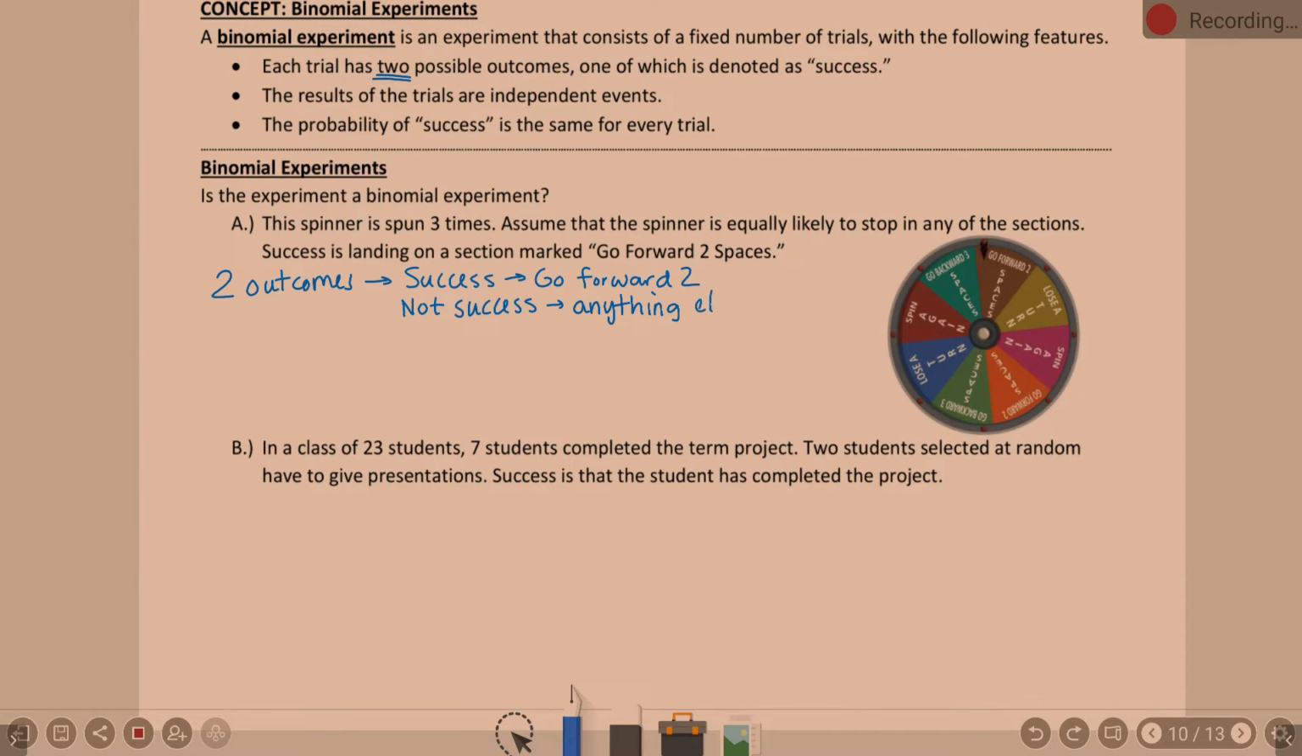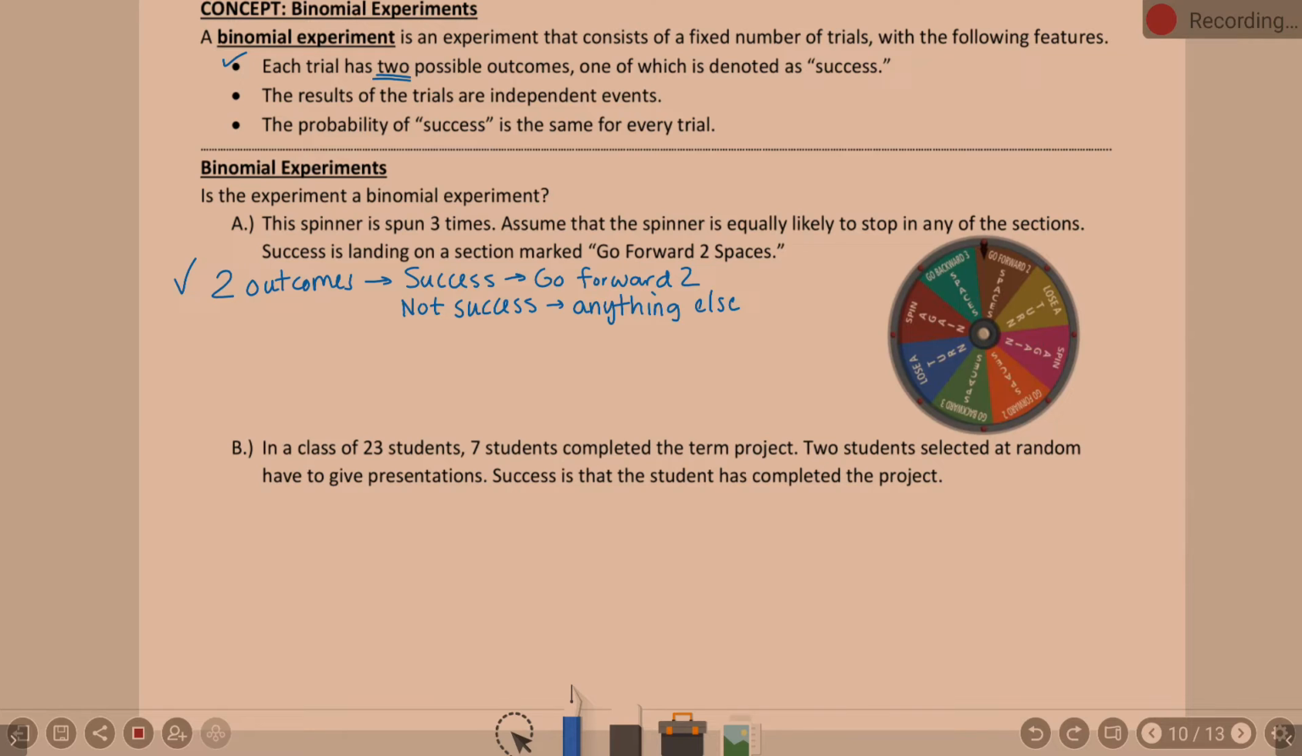Why? Okay, so that means we have 2 outcomes. Everything can be grouped into go forward 2 or not that. Okay, so 2 outcomes. That matches up with the first piece up there. Okay.